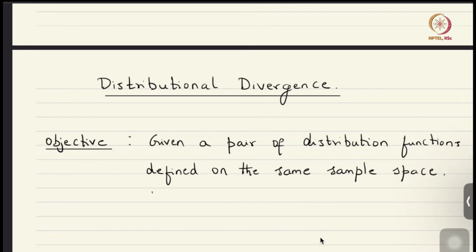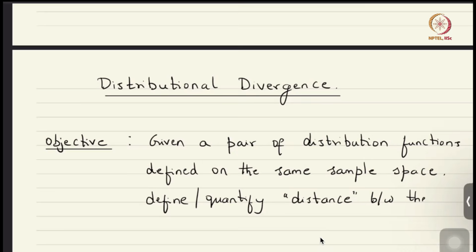Define or quantify distance between them. This is our objective. So we are given two distributions that are defined on the same sample space. We want to quantify how close or far they are.